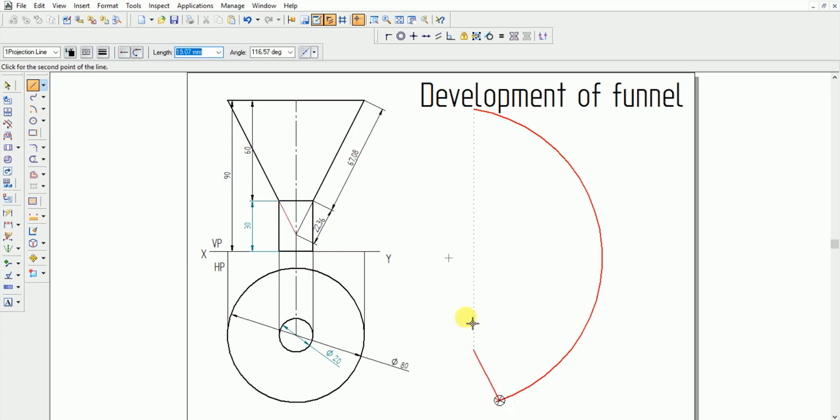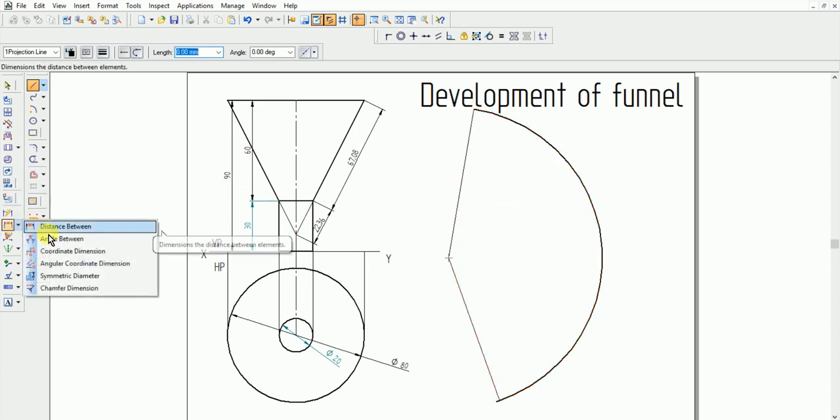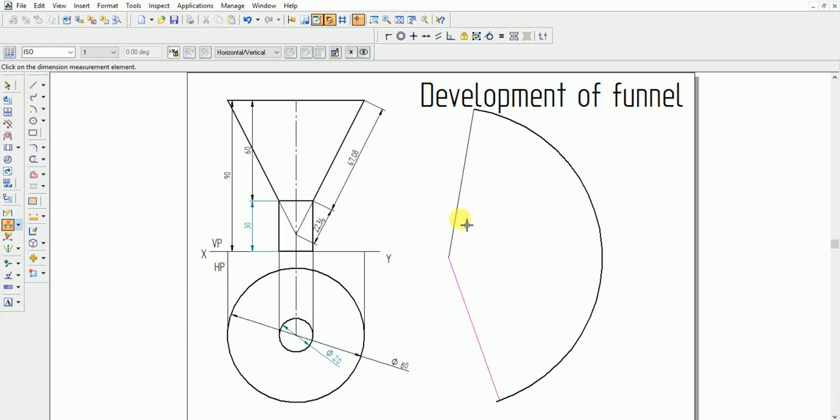Let us draw a reference line from this point to this point and back till here. Let us know the angle between them. Yeah, it says it is 151 degrees.